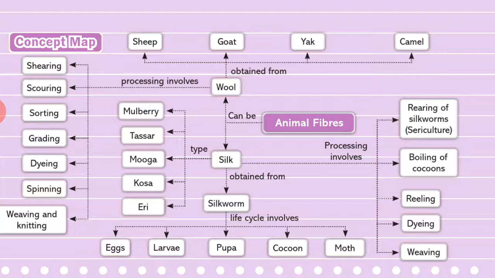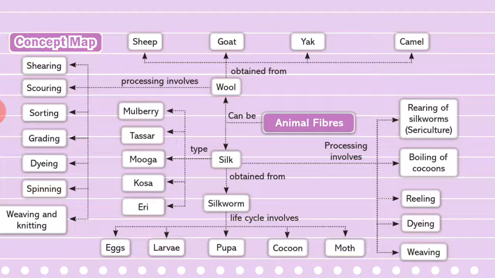The types of silk are mulberry, tassar, muga, kosa, and eri. And silk is obtained from silkworm. The life cycle of silkworm involves eggs, larva, pupa, cocoon, and the moth or the adult. And the processing of silk involves rearing of silkworms known as sericulture, boiling of cocoons, reeling, dyeing, and weaving.